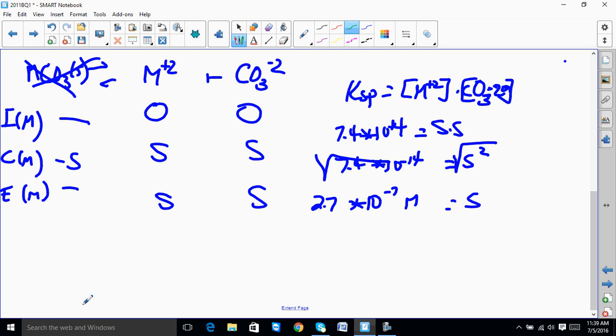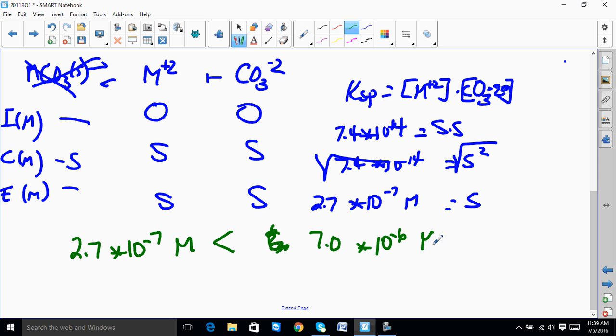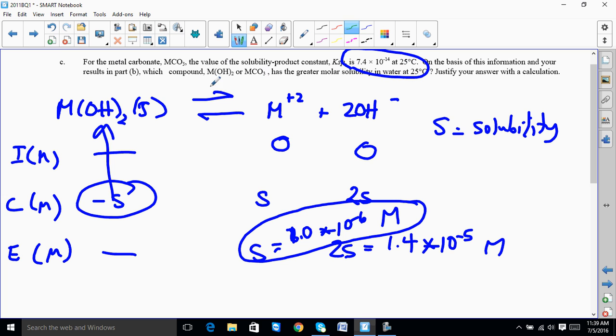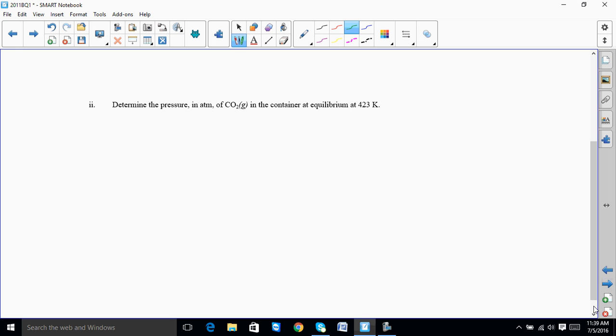Sorry. You can obviously see that 2.7 times 10 to the negative 7 molar is a smaller number than 7.0 times 10 to the negative 6 molar, because negative 7 is a smaller number. And so the question was, I got to go back and read the question. Which has the greater molar solubility? Justify your answer with the calculation.